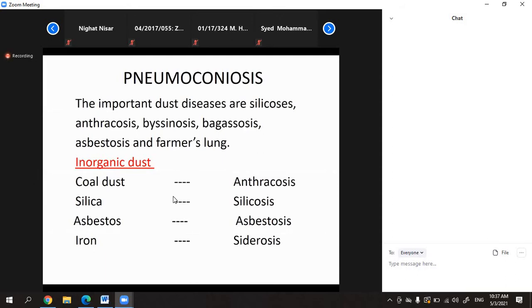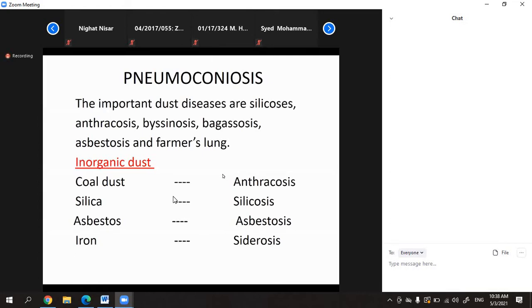shipbreaking industries. So these are the inorganic dusts, that is coal dust, silica, asbestos, and iron. Iron exposure causes siderosis, a disease. Asbestosis is a disease. Silicosis is a disease. Anthracosis is a disease. And these are the exposures to inorganic dust. Coal dust causes anthracosis. Silica dust causes silicosis. Similarly, asbestos particles or asbestos dust can cause asbestosis, and iron dust particles can cause siderosis.